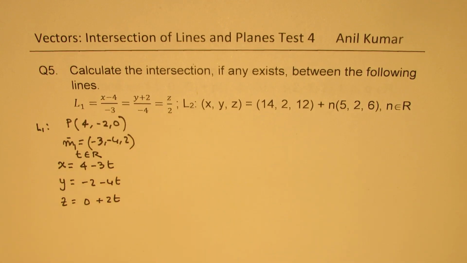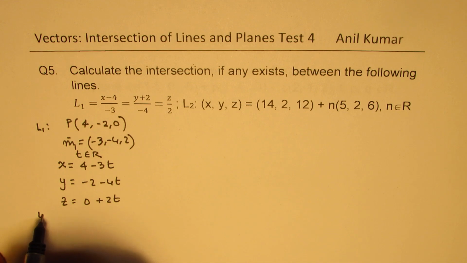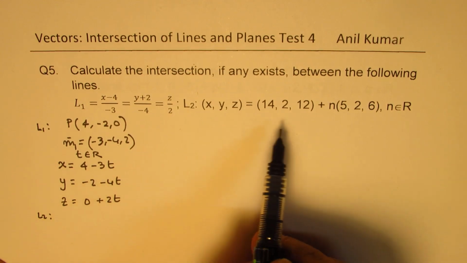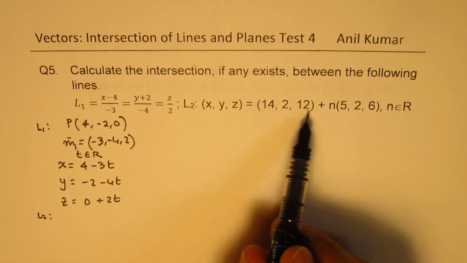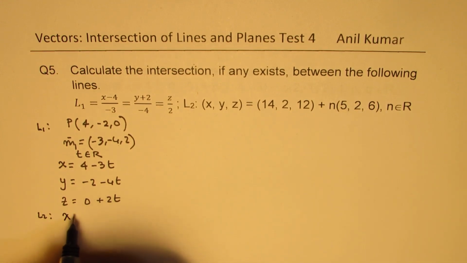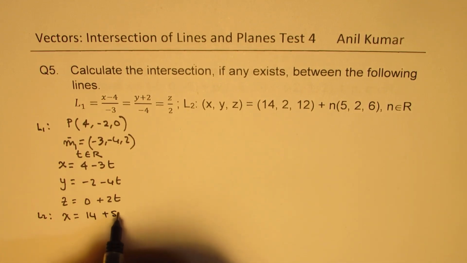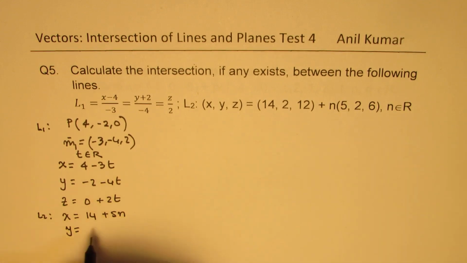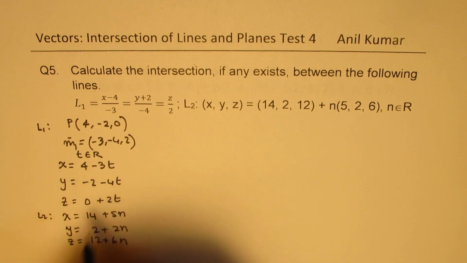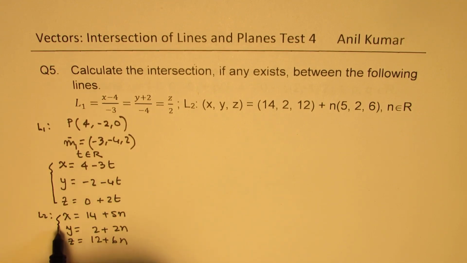Now as far as the second line is concerned, let's write down its equation also, and then we will use substitution or elimination to find the point of intersection. So here the point is (14, 2, 12), and that is the direction. So we have x equals 14 plus 5n, y equals 2 plus 2n, and z equals 12 plus 6n. So that becomes a set of parametric equations for the two lines.